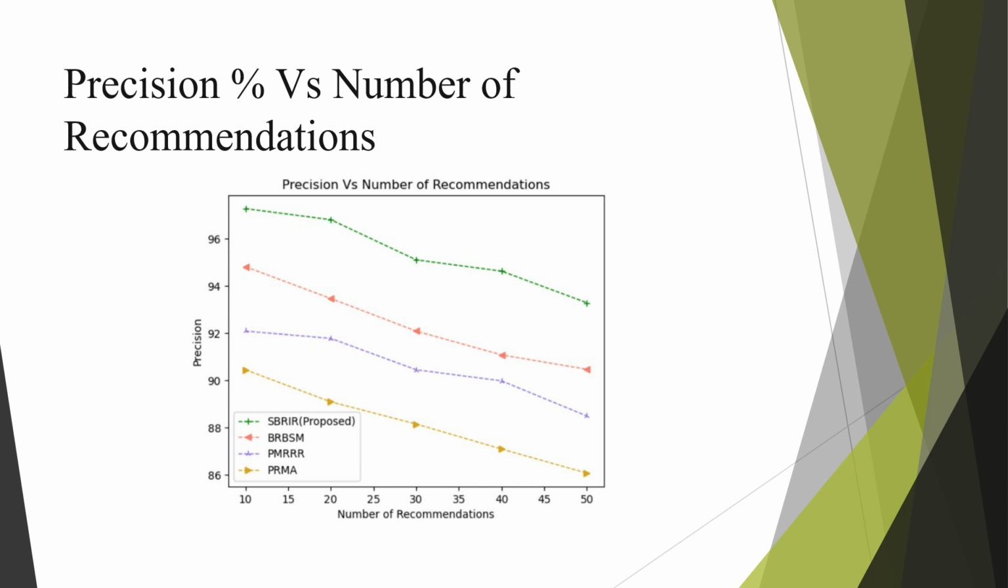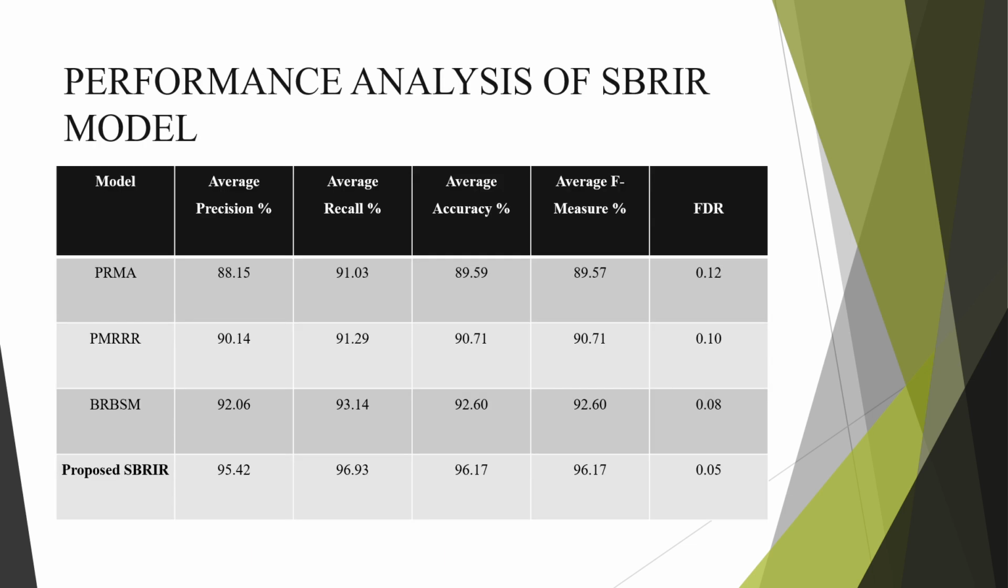The precision percentage of the recommendations for the proposed framework SBRIR, compared to the other baseline models, is shown in this graph. We can see that the SBRIR occupies the highest position and is the best performance compared to the BRBSM, PMRRR, and the PRMA models, and again shows us that this is the best in class method for blog recommendation and microblog recommendation. The performance analysis of the SBRIR model as proved by the graph is again given in the table here.